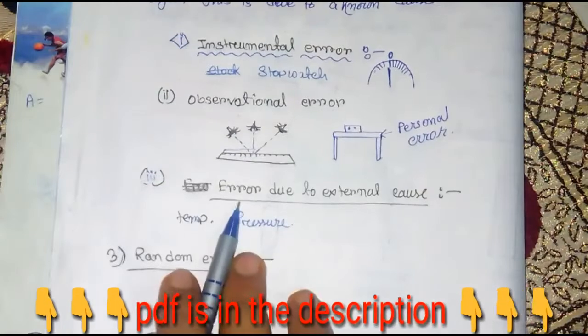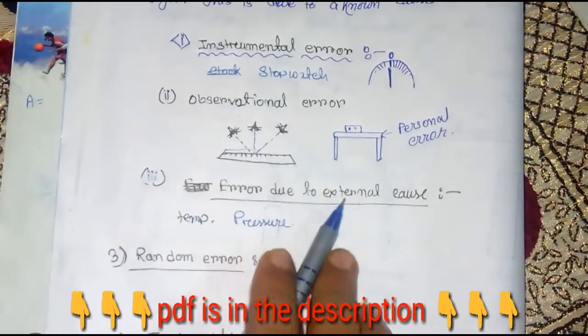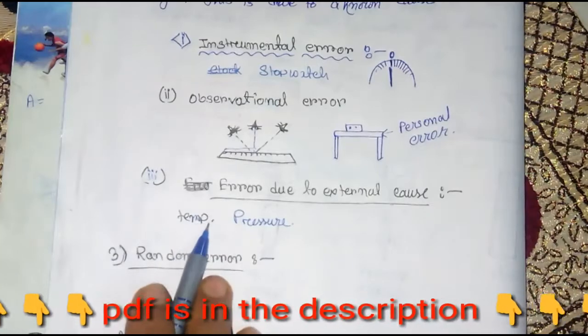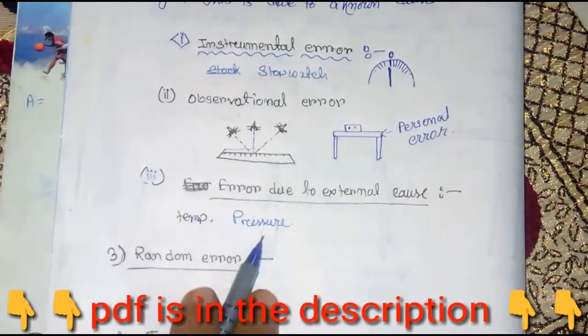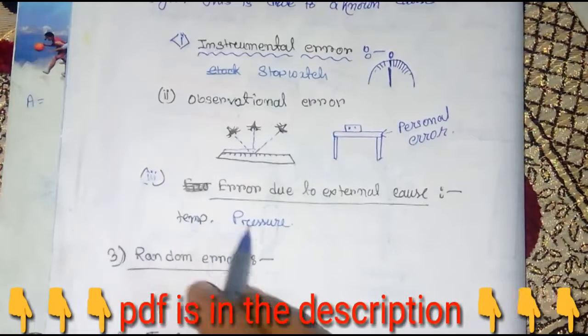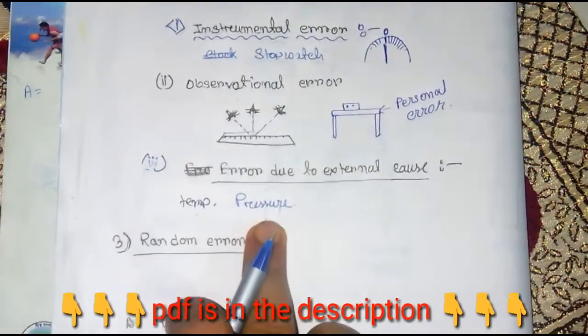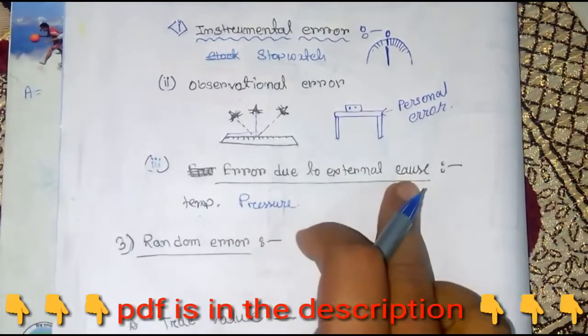Okay, so the third one is error due to external causes. Suppose sometimes we are doing an experiment at high temperature or high pressure, so the atmospheric pressure or temperature can affect the experiment. So this will be the external error.